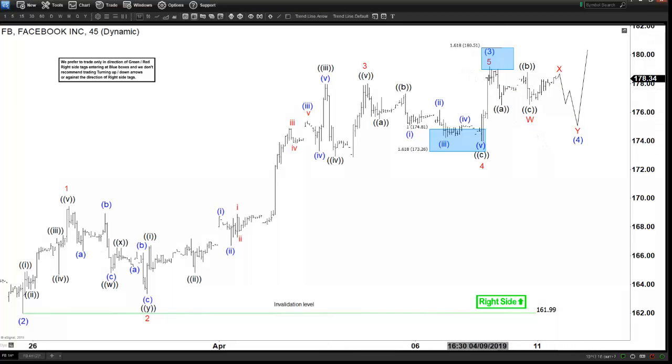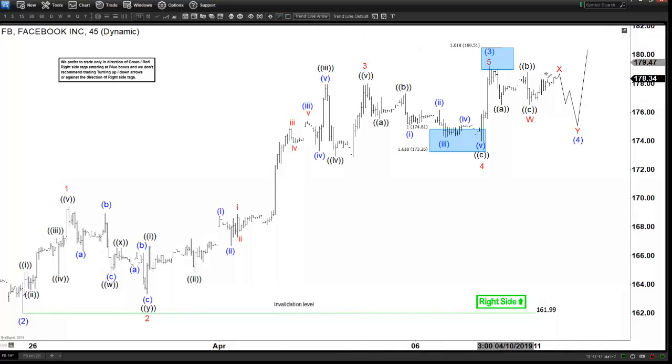So as long as this dip here in the wave 4 does not break below 162, it continues to be bullish for now. It can continue to pull back in a larger degree, but as long as it stays above 162, it is expected to eventually go higher again in the wave 5, right?